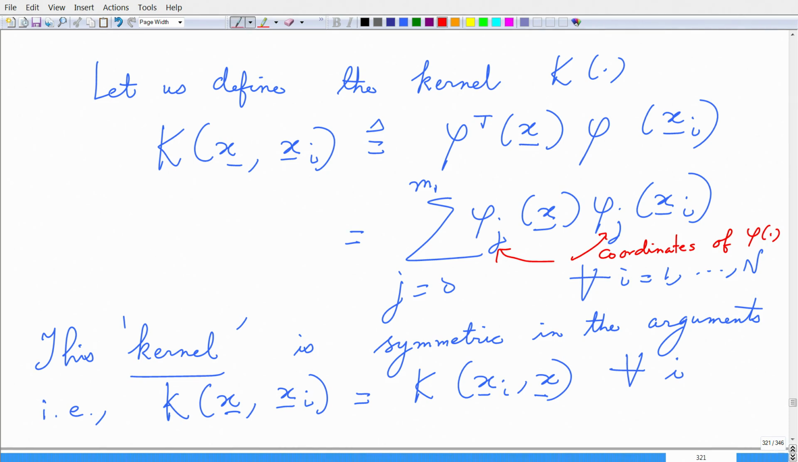Now, this kernel is symmetric in the arguments, and you can straightforwardly verify this result. So, k of x comma xi is k of xi comma x for all i. And if you recall the properties of kernels when we discussed regression estimation, we said that we need two important properties: one is the normalization constraint and the other is the symmetric constraint, and interestingly this property is endowed in this notion of the kernel here as well.